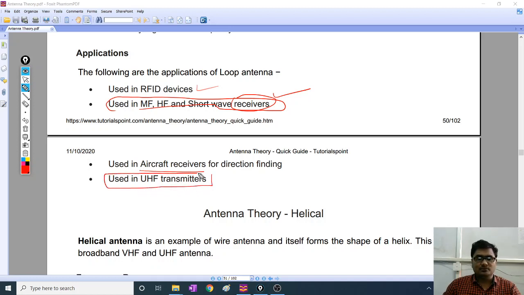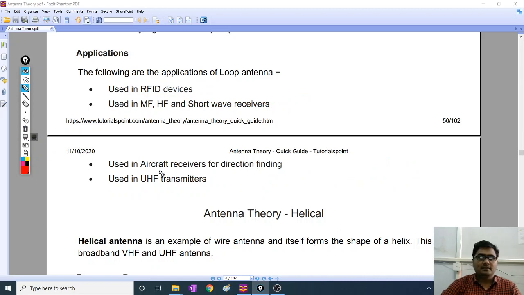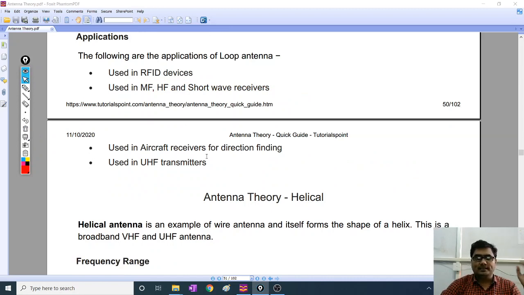If I am talking about UHF transmitters, then I will go for long loop, or what is the parallel word? Parallel word is large loop, is it? I have to go with the large loop, not with the small loop, is it? Because small loops are not efficient for that, is it? So this is all about loop antennas.